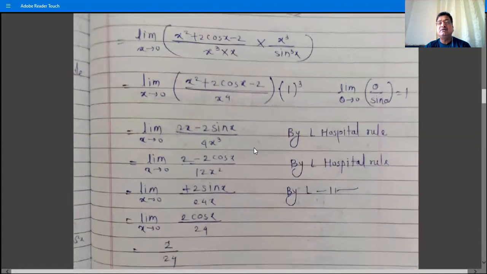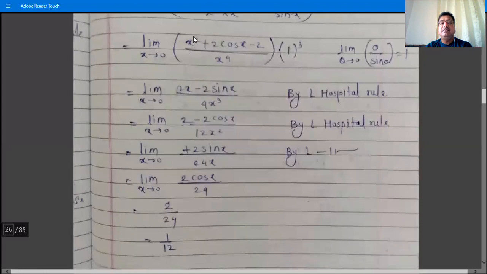And now if we substitute x as 0, then what do we have? 0 square is 0. 2 cos 0 is 2. So 2 minus 2 is 0, divided by 0 raised to 4, which is 0. So this is in the form 0 by 0. So apply L'Hospital rule. So the next step is limit x tends to 0.